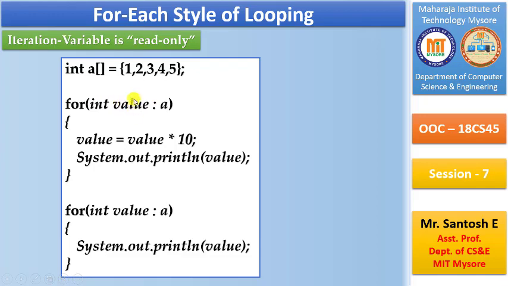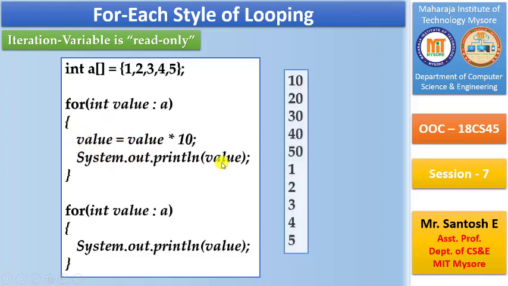That is what we say, the value is only read only. It is just going to read the value from the array. It will never modify the value in the array. Hence in this case, whenever we print this, I am going to print the value as 10, 20, 30, 40, 50 because I am multiplying every value. And again, if I use the same for each style and try to print the array, you can observe I am going to print 1, 2, 3, 4, 5. That is, the values of the array are intact without any modification. This is what we say, the iteration variable is read only with respect to the array elements.